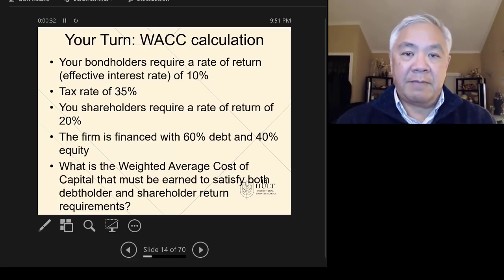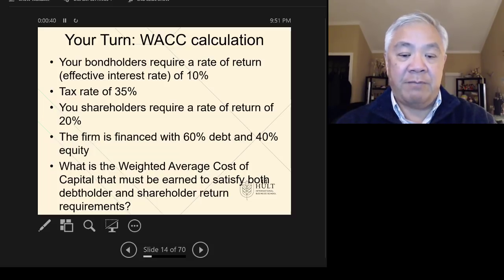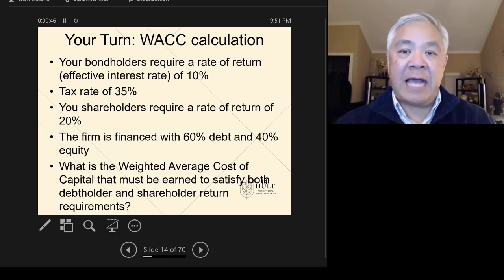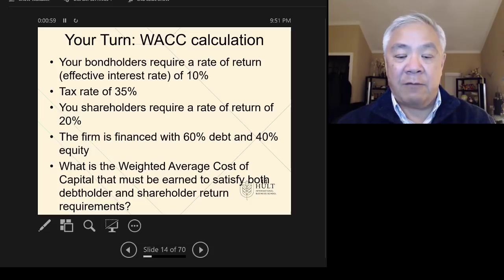So we'll do a sample calculation of weighted average cost of capital. The given information in our assumptions will be the bondholders require a rate of return of 10%. That's an interest rate on the bonds. The effective income tax rate is 35%. Shareholders require an equity rate of return of 20%, and the firm is financed 60-40, 60% debt, 40% equity. So what is the WACC?